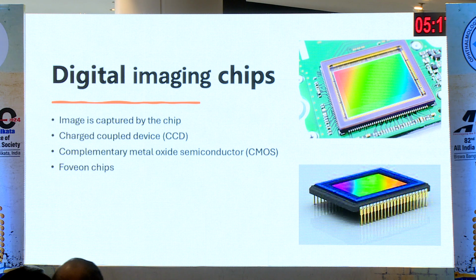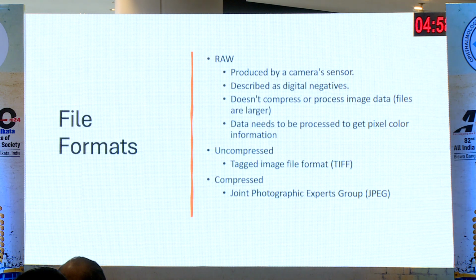Digital imaging chips, the images are captured on the chip, and basically there are 2 or 3 types of chip. One is the CCD, or the charge coupled device, another is a CMOS chip, or the complementary metal oxide semiconductor, and a Foveon chip, which has been there for almost last 20 years, and it's slowly catching up.